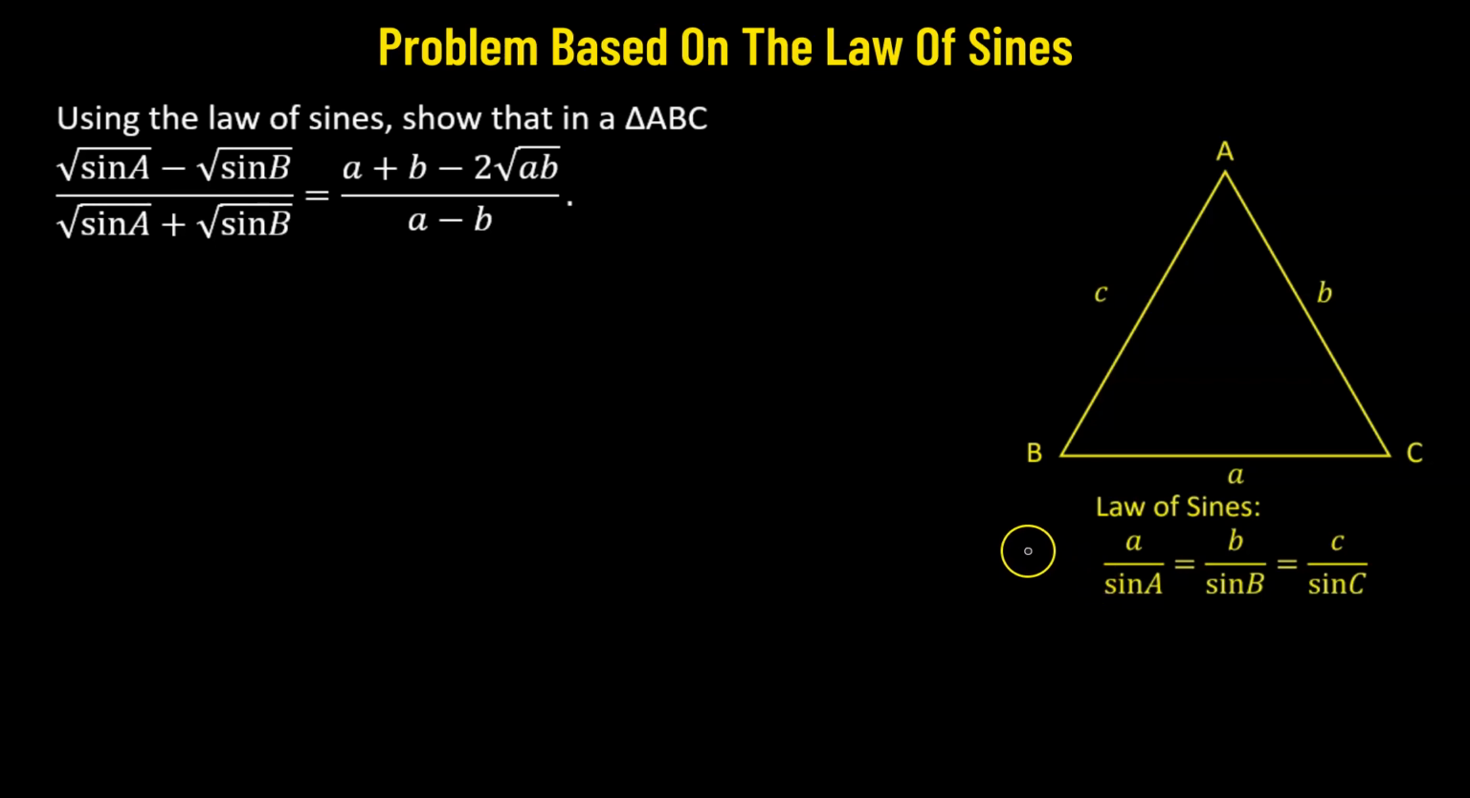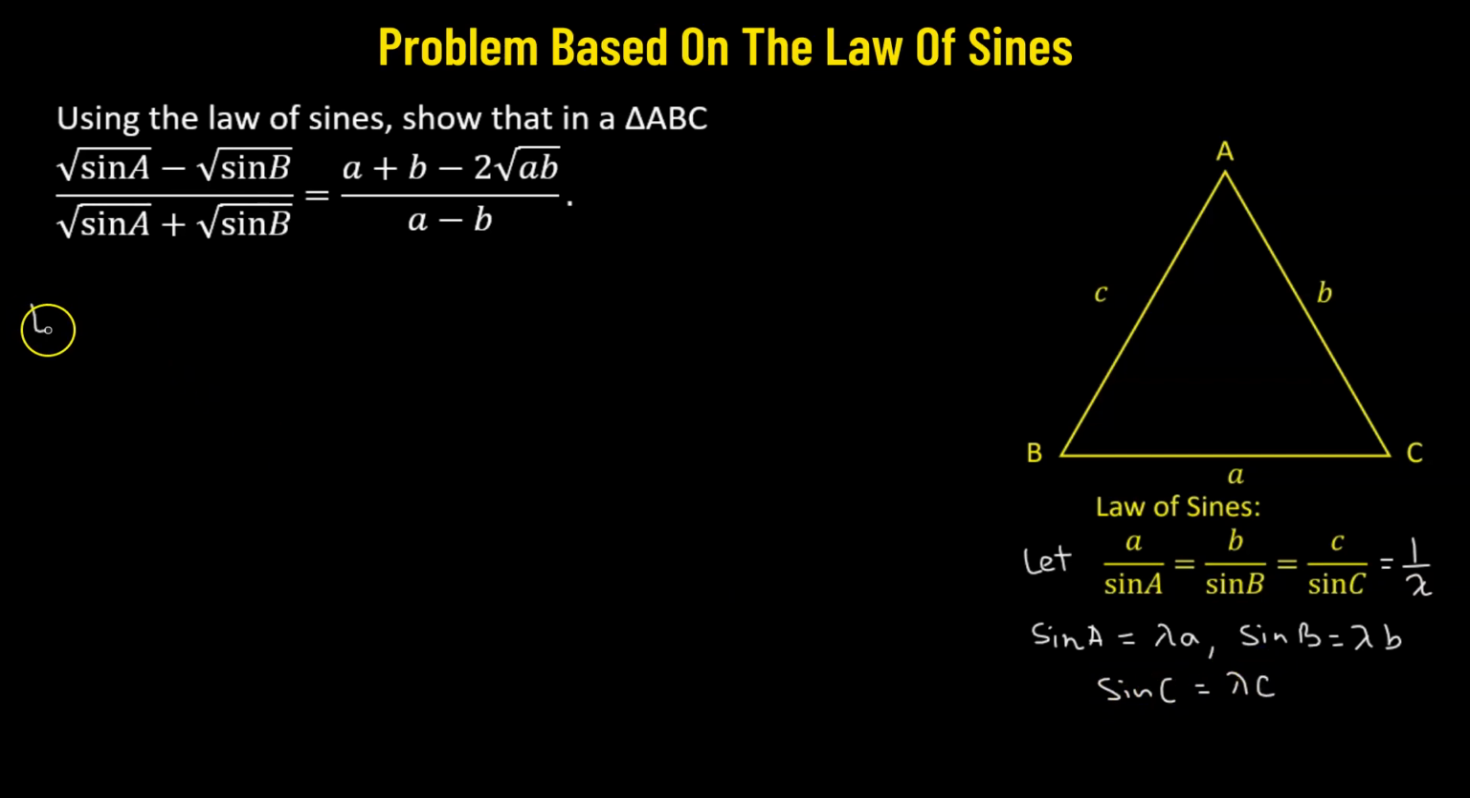Now in order to solve this problem, we will use this law of sines and we will consider the three ratios to be equal to a common constant, and we are going to call it 1 over lambda. Now that we're doing so, we can specify the value of sine A. So sine A will be equal to lambda times a. Then sine B can be represented as lambda times b, and sine C will be equal to lambda times c.